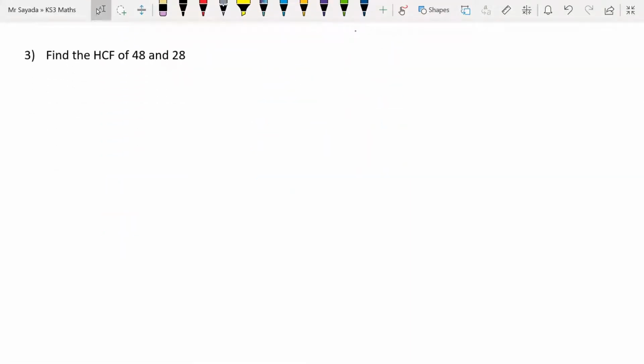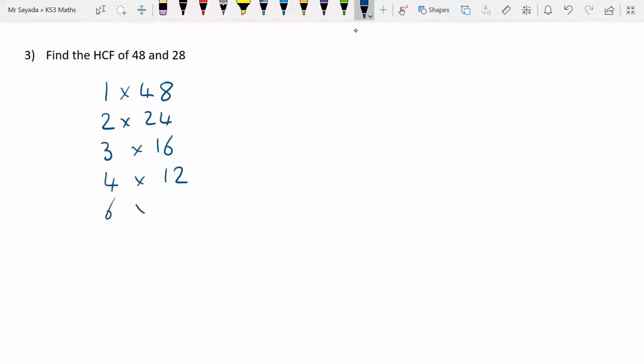Question 3, finding the highest common factor of 48 and 28. So the first thing we do is we write down all the factors of 48. Hopefully you've written that the factors of 48 are 1 and 48, 2 and 24, 3 and 16, 4 and 12, 5 isn't a factor, 6 and 8, and then there's no more factors.